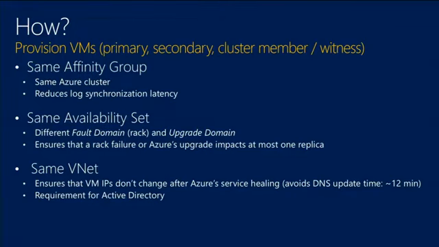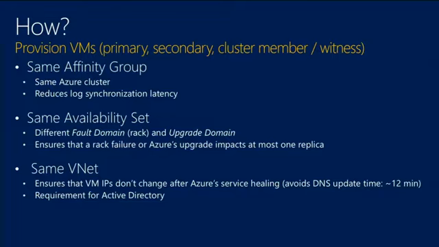You need to make sure that you add these VMs to something called an affinity group. These are Windows Azure concepts. By putting them in the same affinity group, this ensures that they're part of the same Azure cluster, and this will basically reduce the log synchronization latency between your primary and your secondary. So this is making sure that they're part of the same cluster.